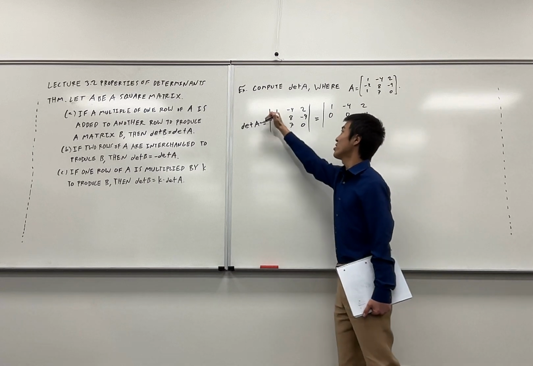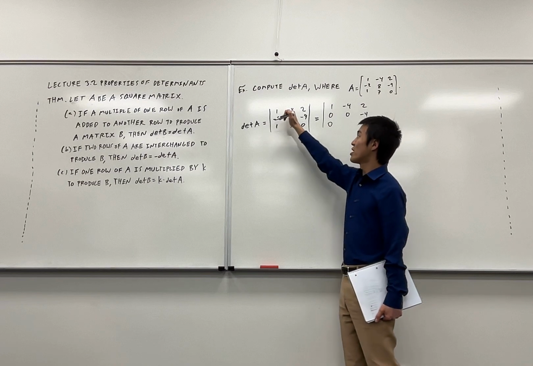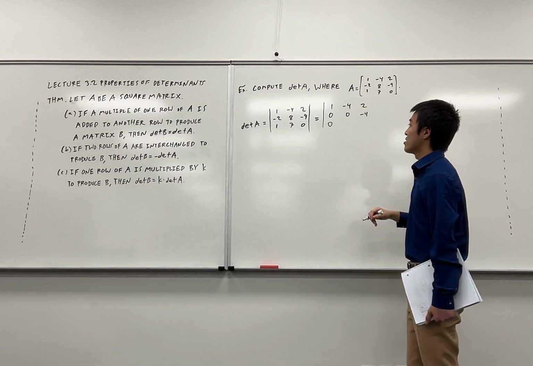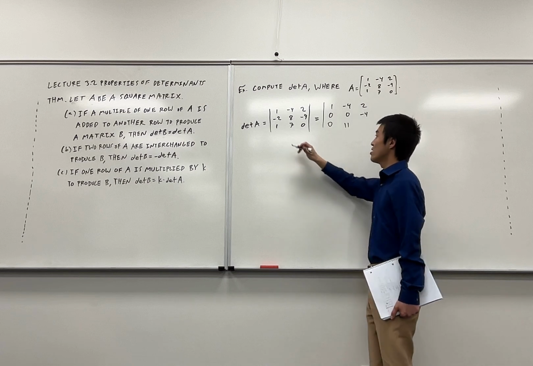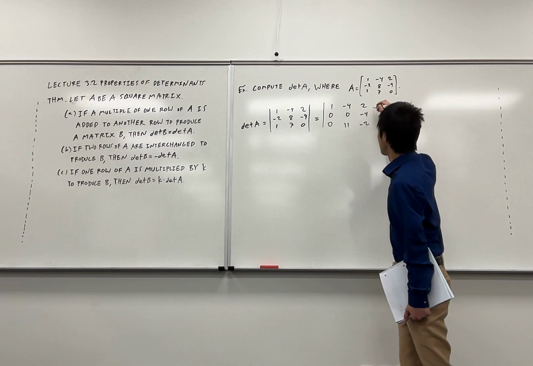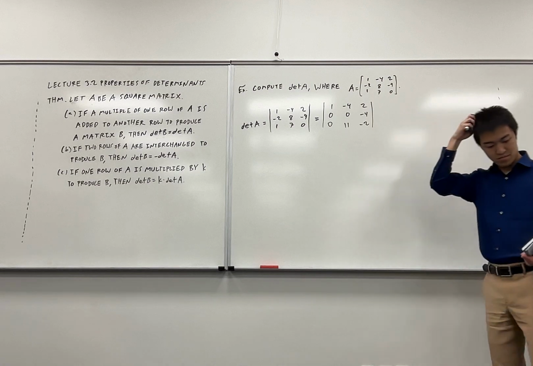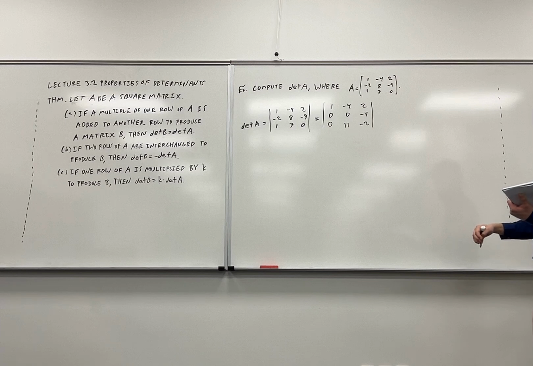So 1 minus 1 is 0 by design. 7 minus negative 4 is a positive 11. And 0 minus 2 is negative 2. Okay.